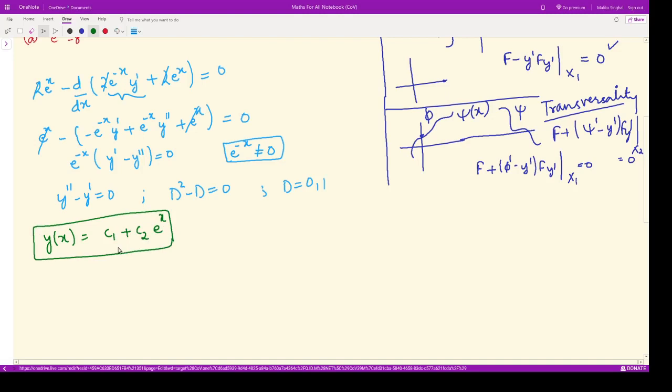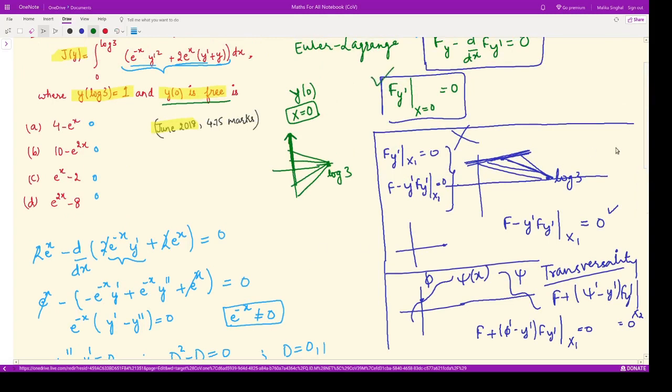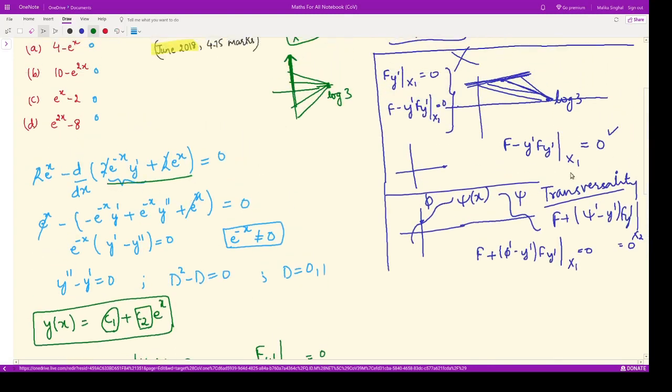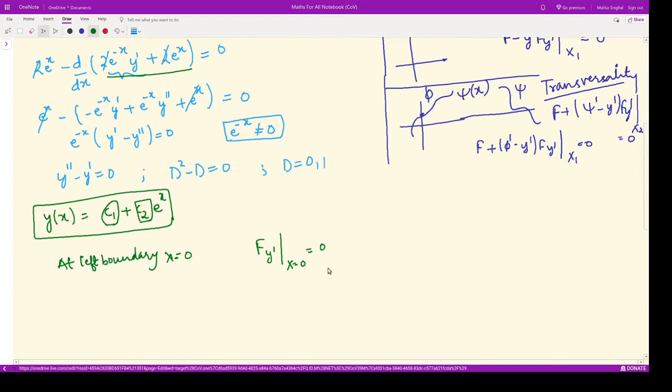So now we must find what these constants c1 and c2 are. So at the left boundary, that is at x is equal to 0, we must have this condition that f y dash is 0. F y dash at the point x is equal to 0 is 0. So what is f y dash? F y dash is simply this, right? Or you can again calculate it. So it is 2 e to the power minus x y dash plus 2 e to the power x at x is equal to 0 is 0.